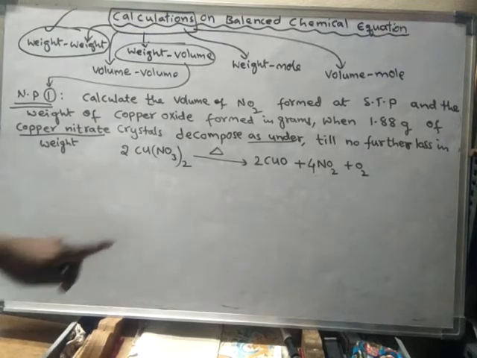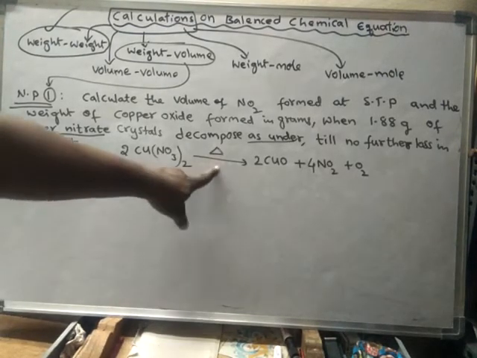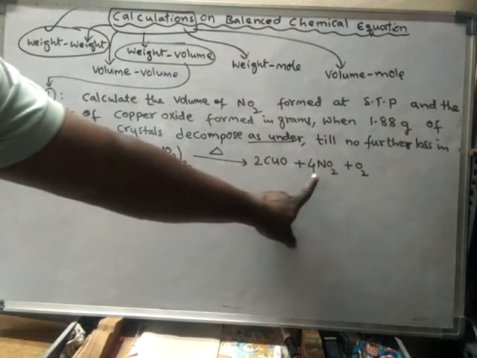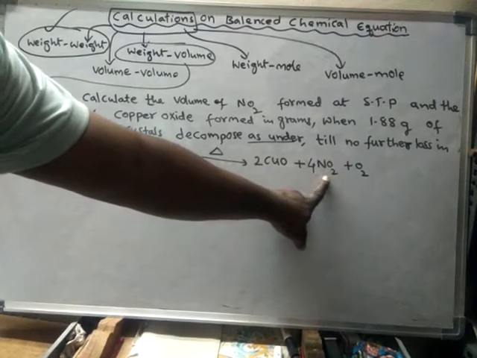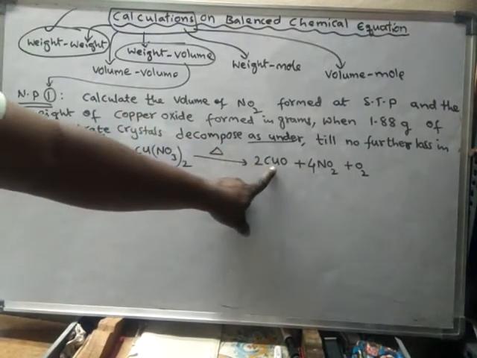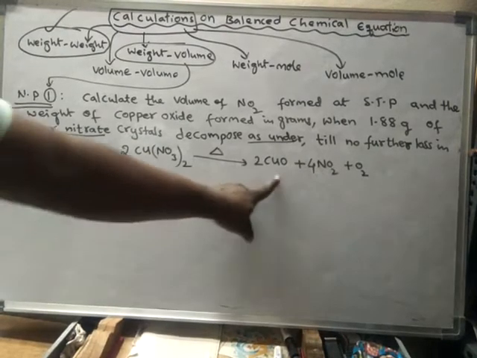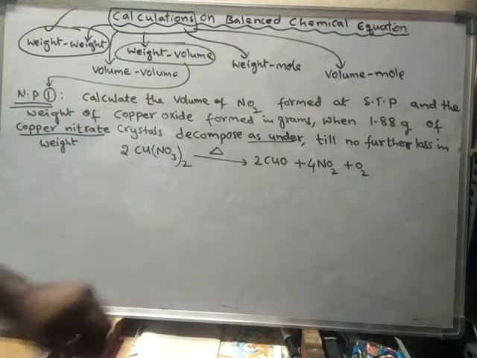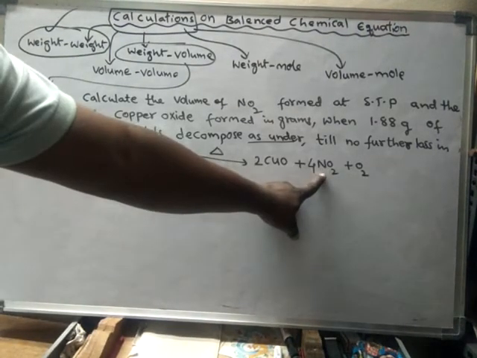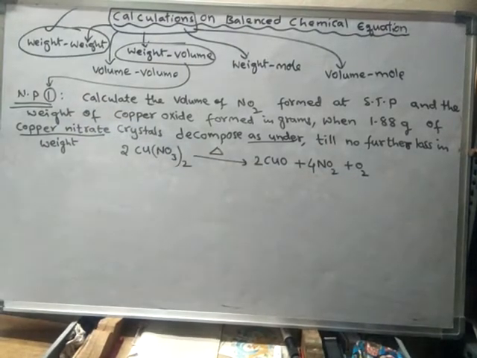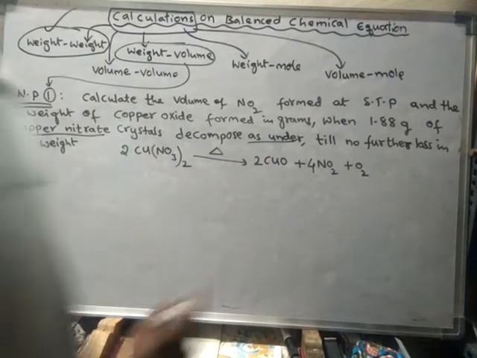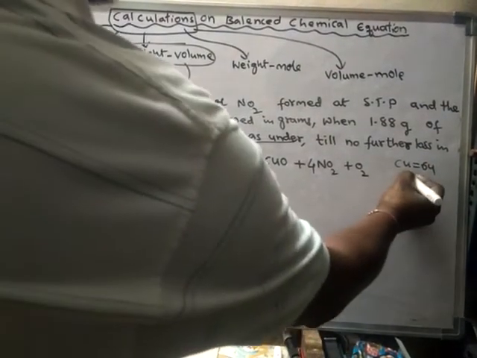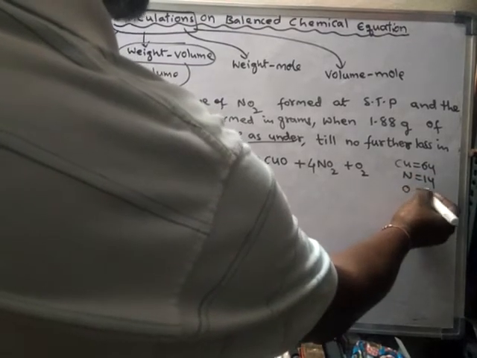Generally, when nitrate salts are heated, they produce NO2, a reddish brown colored gas, and oxygen gas is liberated, and the oxide of that substance is formed. So in this question, the copper atomic mass is given as 64, nitrogen's mass as 14, and oxygen's mass as 16.